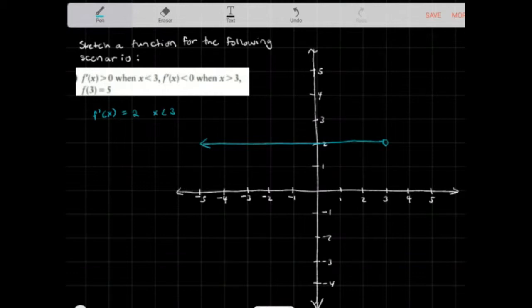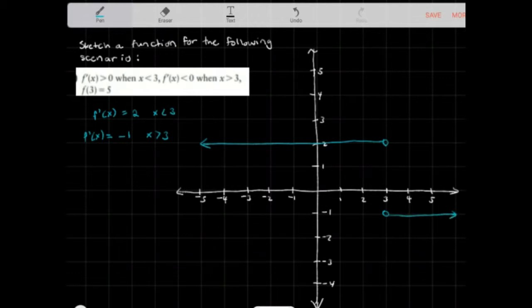derivative. And when f prime of x is less than 0 when x is greater than 3, let's say f prime of x is equal to -1 when x is greater than 3. So let's say it's here.